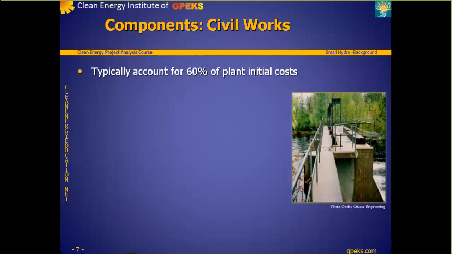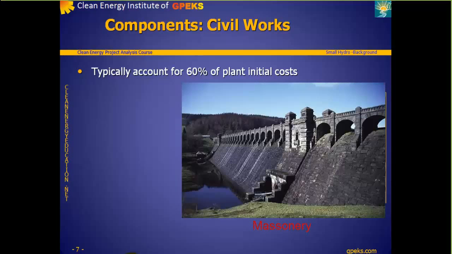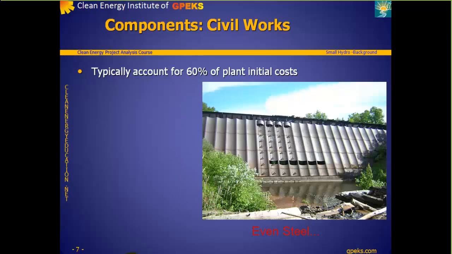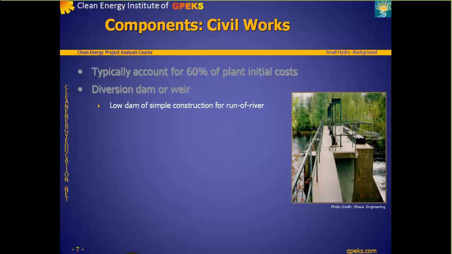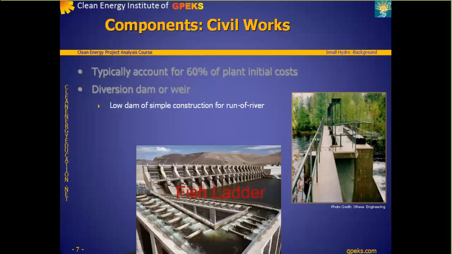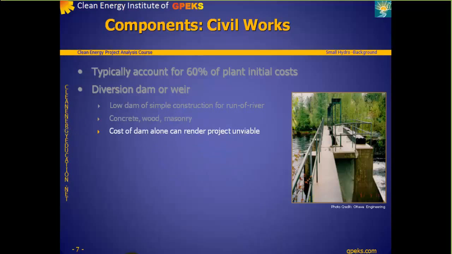The cost of a dam capable of significantly raising the level of a river or pond to create a storage reservoir is usually prohibitive for small hydro projects, so dams and diversion weirs tend to be low, simple structures built of concrete, wood, or masonry. They serve to route flow into the water passage, often permitting a portion of the river's flow to bypass the powerhouse by flowing down a spillway. The spillway may include a fish ladder so that fish can move upstream past the dam. If site conditions are difficult, the cost of the dam alone may render a small hydro project financially unattractive.